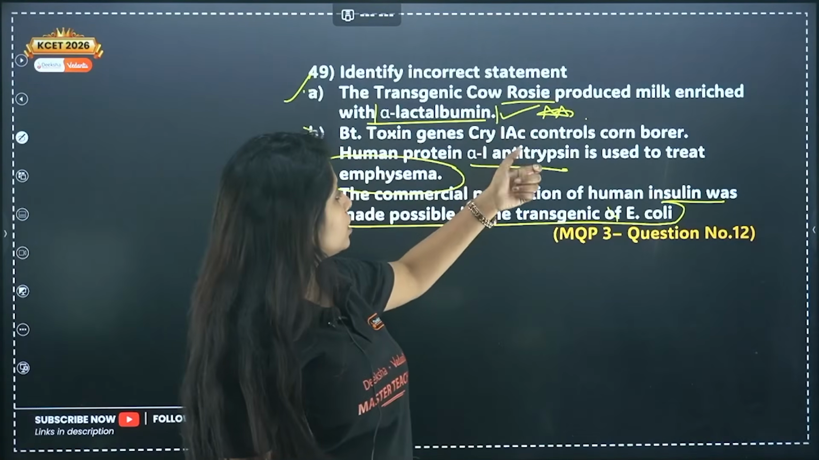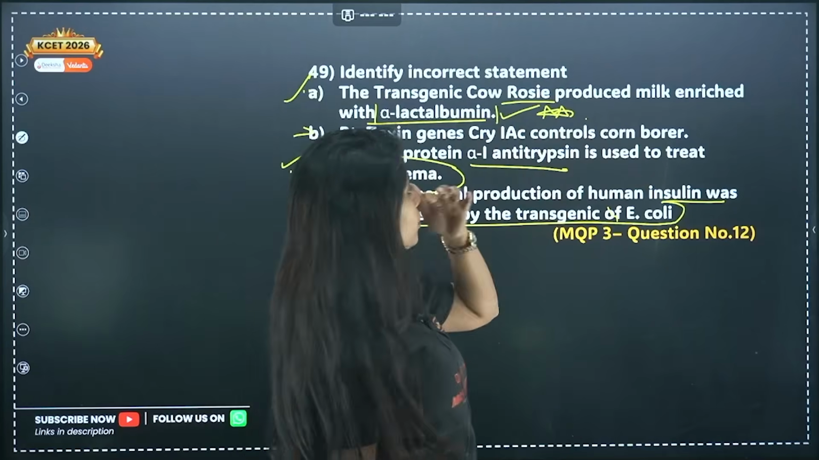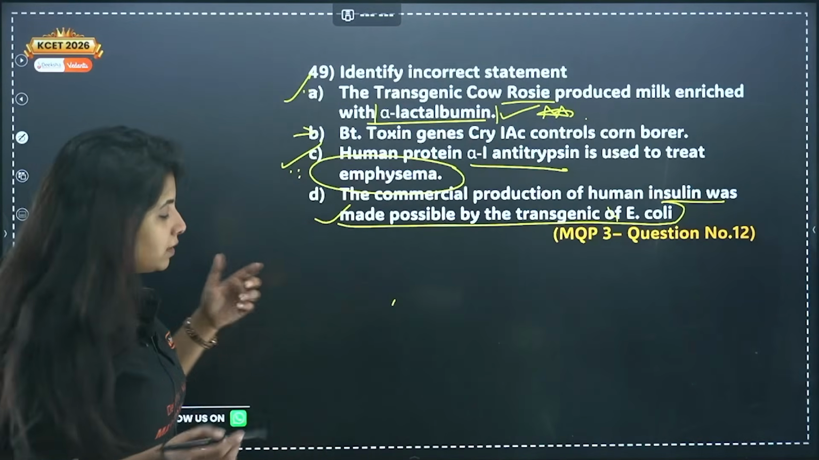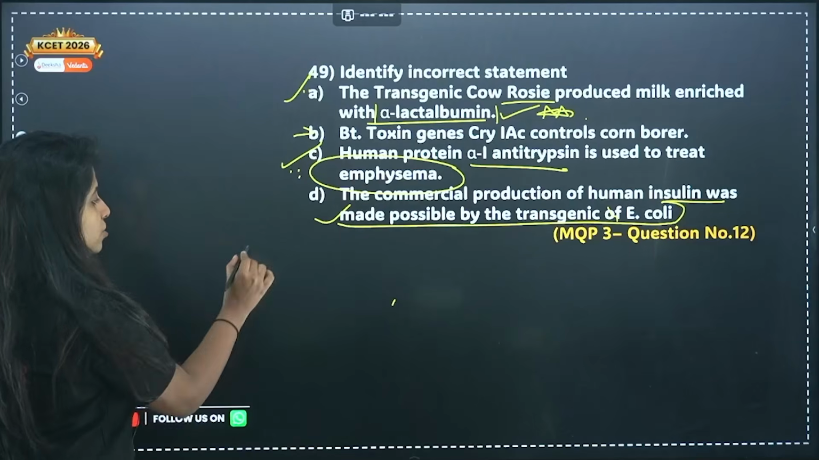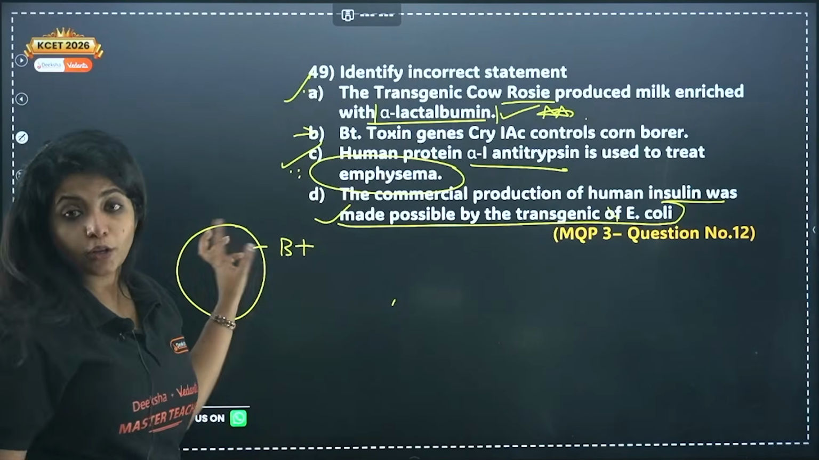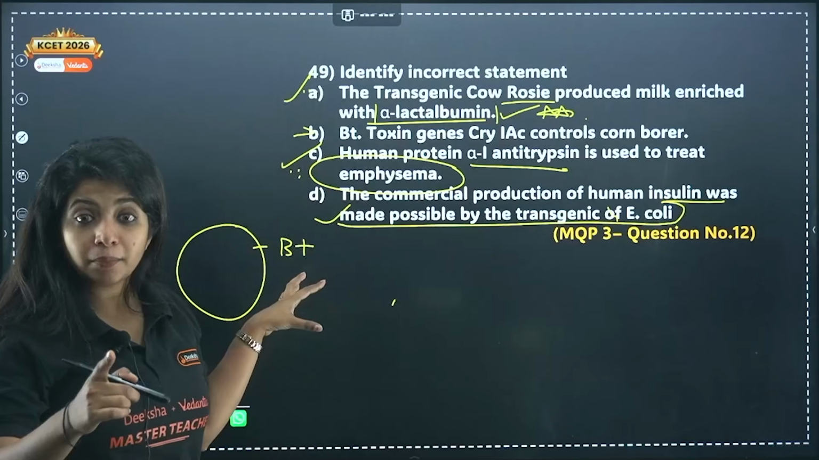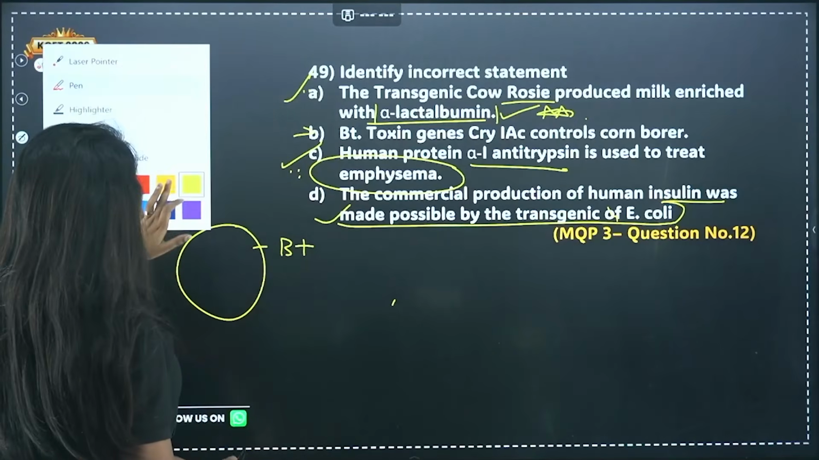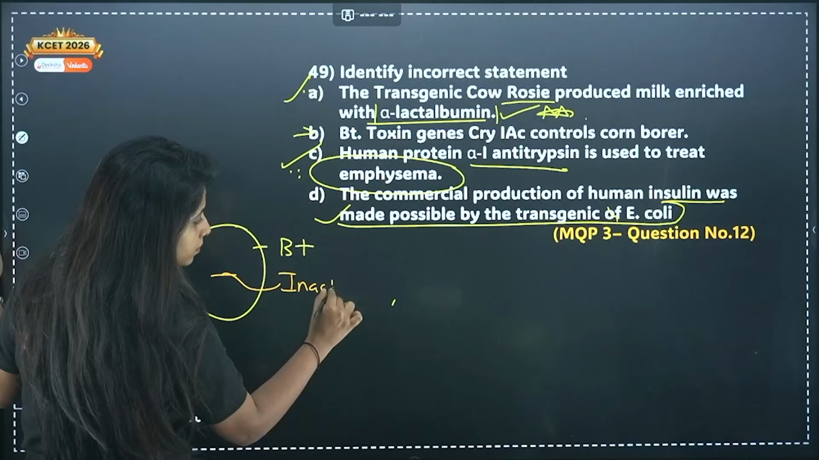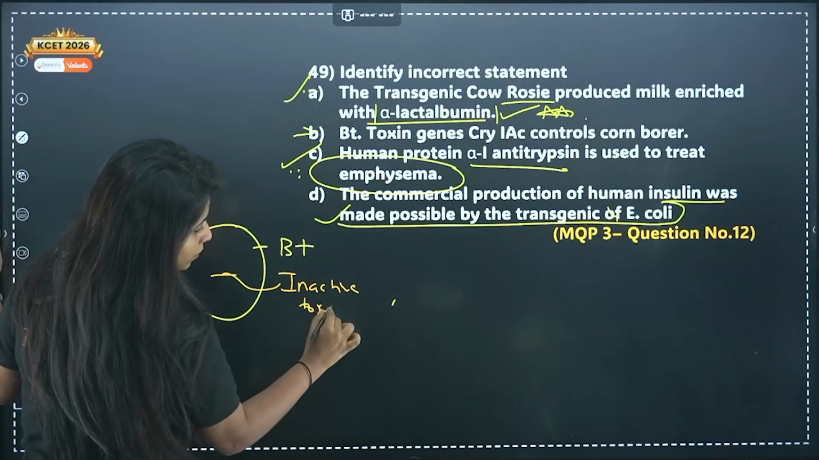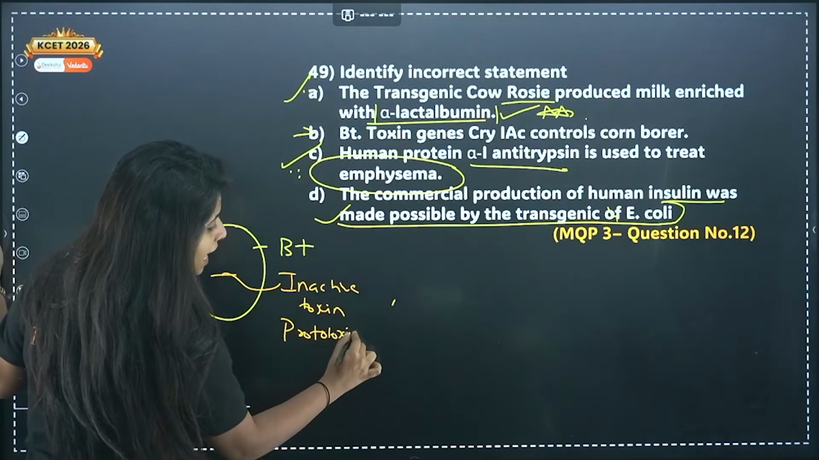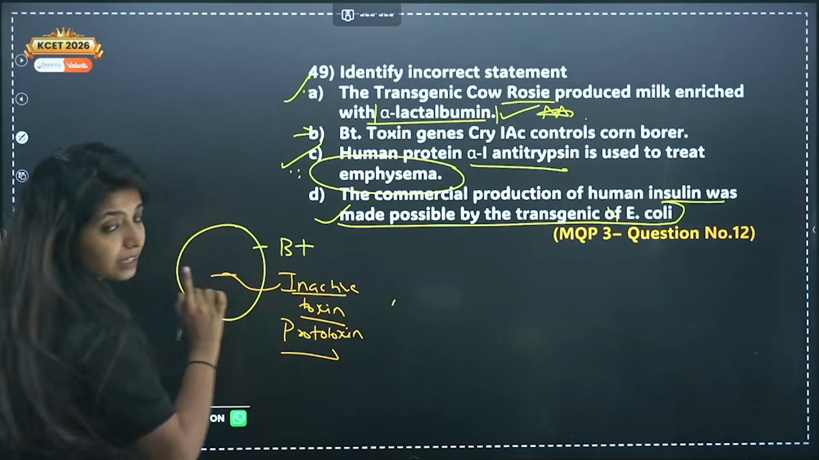Bt toxin gene Cry1C controls corn borers. Is it correct or not? So what is the Bt cotton gene? What is this? What is that? You know what? There is a bacteria whose name is Bacillus thuringiensis. This Bacillus thuringiensis we studied in Microbes in Human Welfare, right? It has a gene that codes for an inactive toxin. You call this toxin a prototoxin because it is inactive.